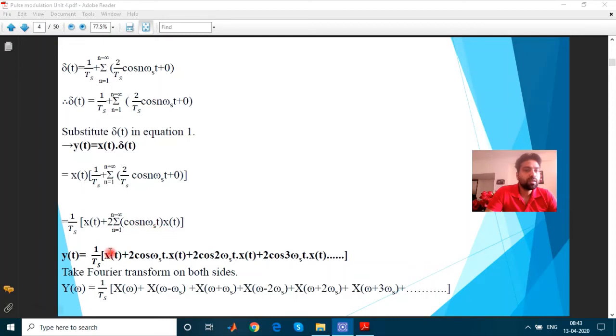x(t) is being multiplied in each and every term. x(t) alone, then this x(t) is multiplied with 2 omega s, then with 3 omega s, and so on. And while we are taking the Fourier transformation of this, it becomes 1 upon Ts times x(omega).